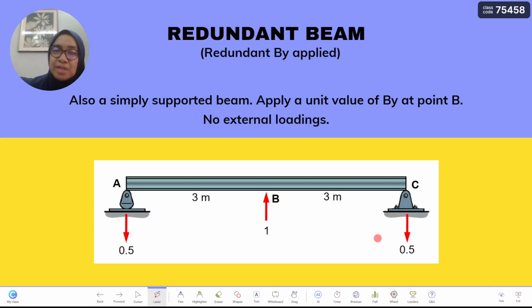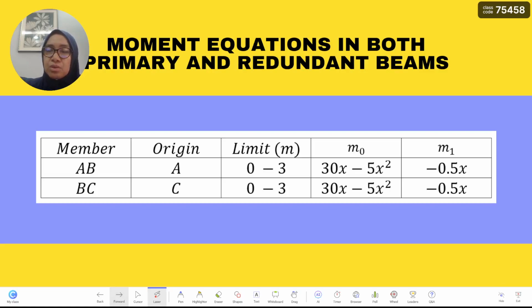So from this, we calculate reaction due to a unit value of By. We can calculate the reaction at A, the reaction at B, and from that, we will write the moment equation in the redundant beam, and it is called M1. It is M1 because By is R1. So we have the moment equation M0 from the primary beam, and the moment equation M1 in the redundant beam.